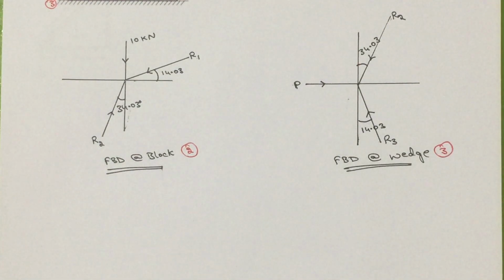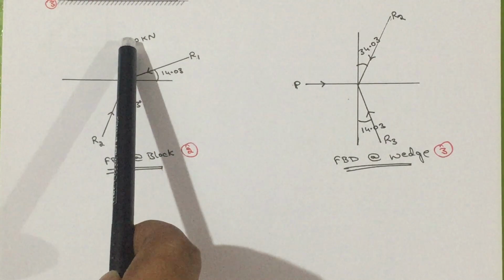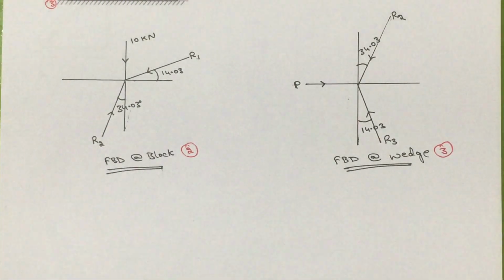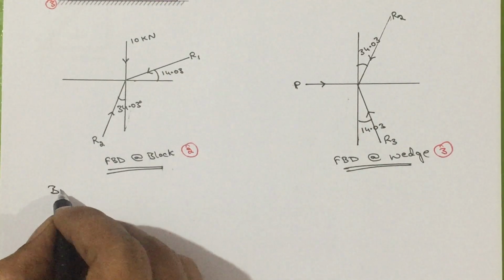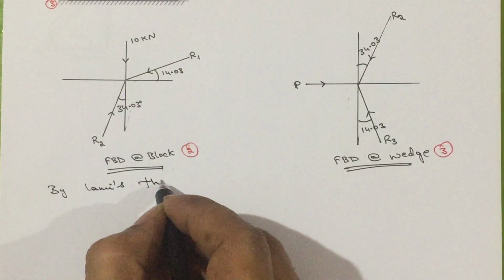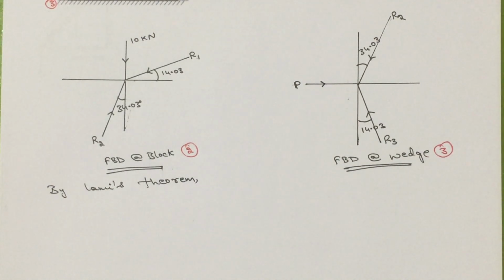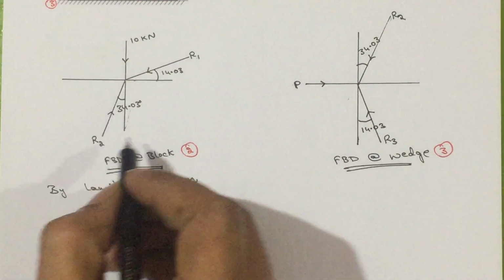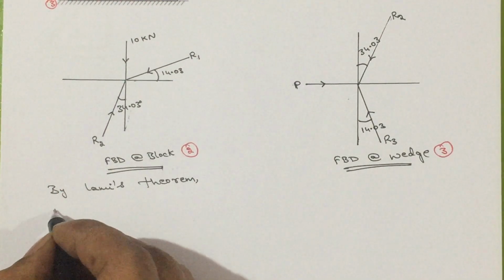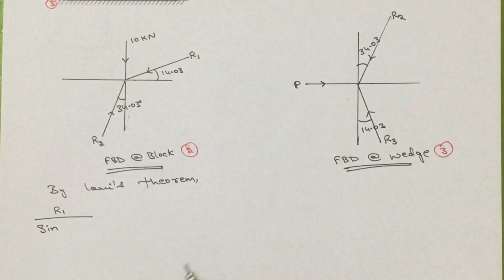So by which method do we need to solve? For that, count the number of forces: 1, 2, 3. Three forces, two unknowns. So we can make use of Lami's theorem. By Lami's theorem, each force divided by the sine of the angle between the other two forces. Force R1 divided by sine of the angle between the other two forces.